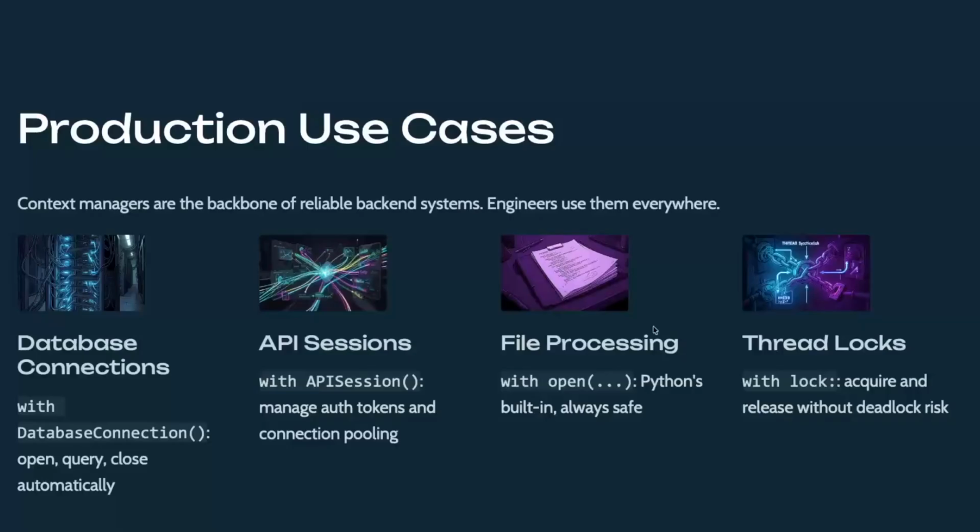We use them for file processing as well. We simply write with open and open our file. Now, this is Python's most common built-in context manager. And finally, we use them for thread locks. We acquire and release locks safely. In production systems, engineers constantly manage resources. Context managers make the process safe and reusable.